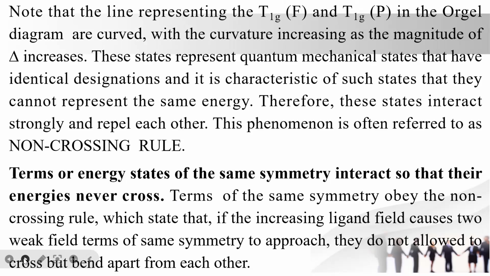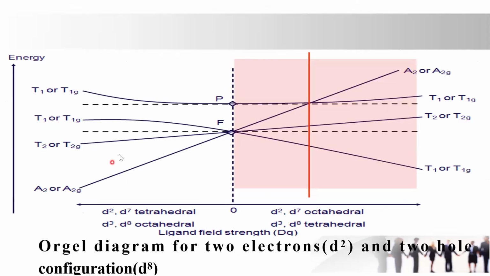Here, the states strongly interact and repel each other. This phenomenon is often referred to as the non-crossing rule. The terms or energy states of the same symmetry interact so that their energies never cross. The terms of the same symmetry obey the non-crossing rule, which states that if the increasing ligand field causes two weak field terms of the same symmetry to approach, they do not cross, but bend apart from each other. So the diagrams are curved. Yes, see, it is curved.